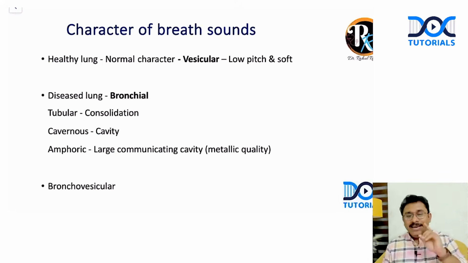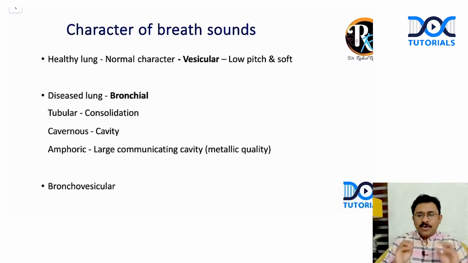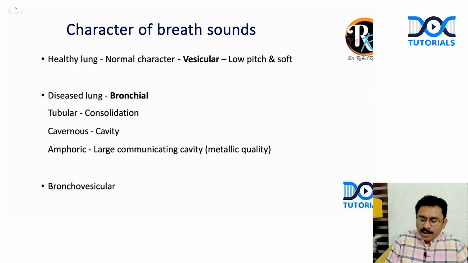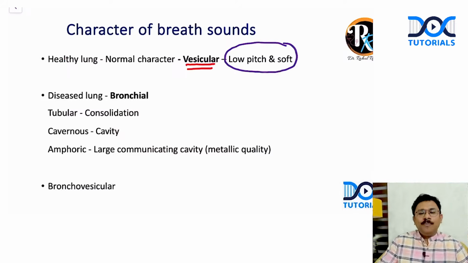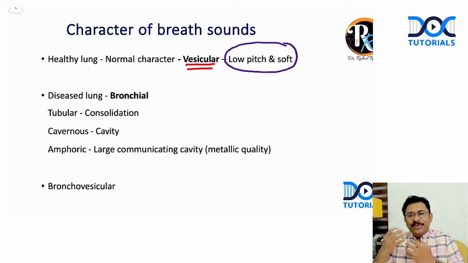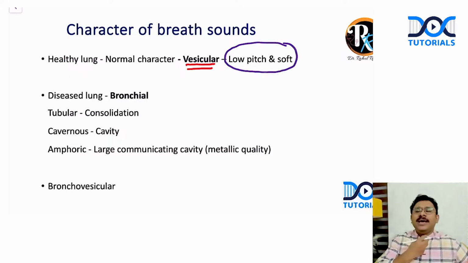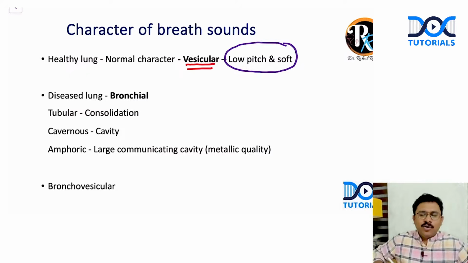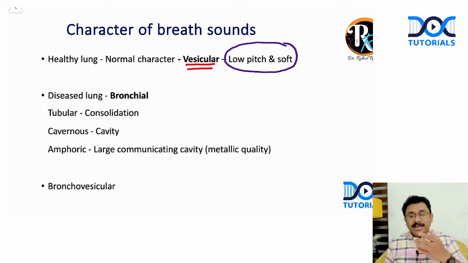Now remember, in a healthy lung, the character will be normal. And what is a normal character? A normal character will be vesicular, which is low pitched and soft. Why is a normal breath sound low pitched and soft? Because the alveoli will actually filter out the sound, and that is why in a normal individual it is low pitched and soft, and you won't hear the same flow of air that you hear over the trachea. You will not hear it over the alveoli, because the alveoli will selectively filter the sound. That is why it will become low pitched and soft.